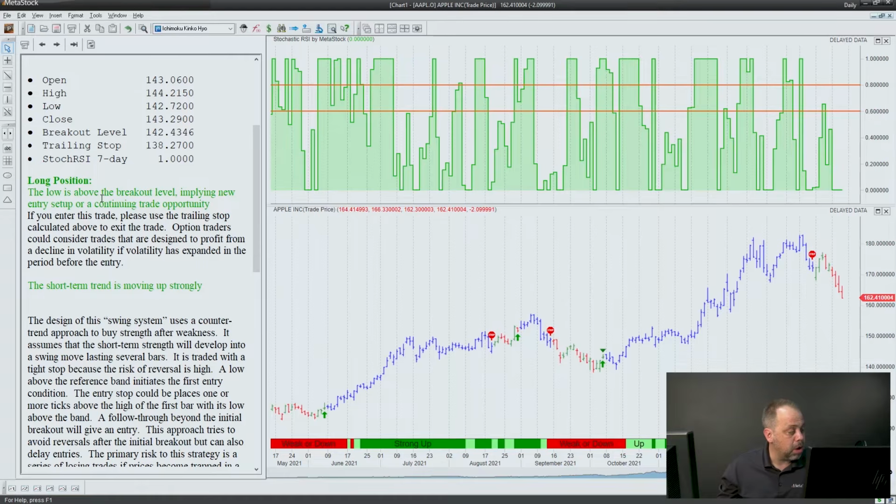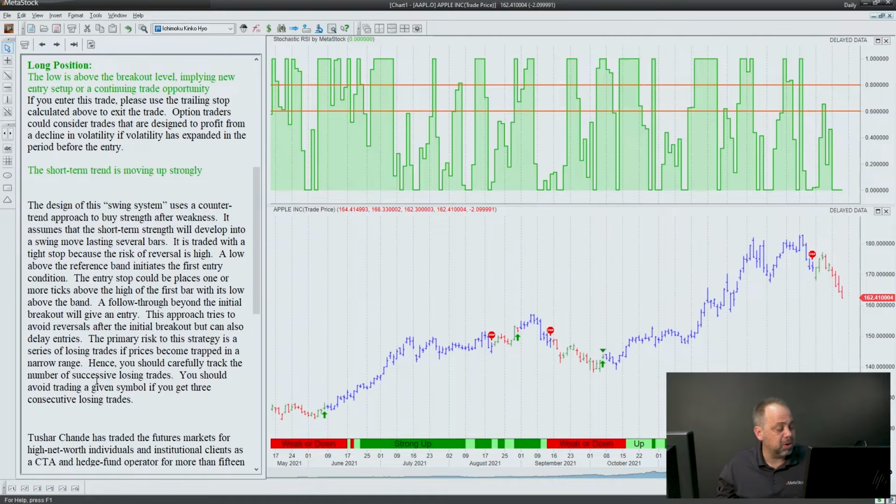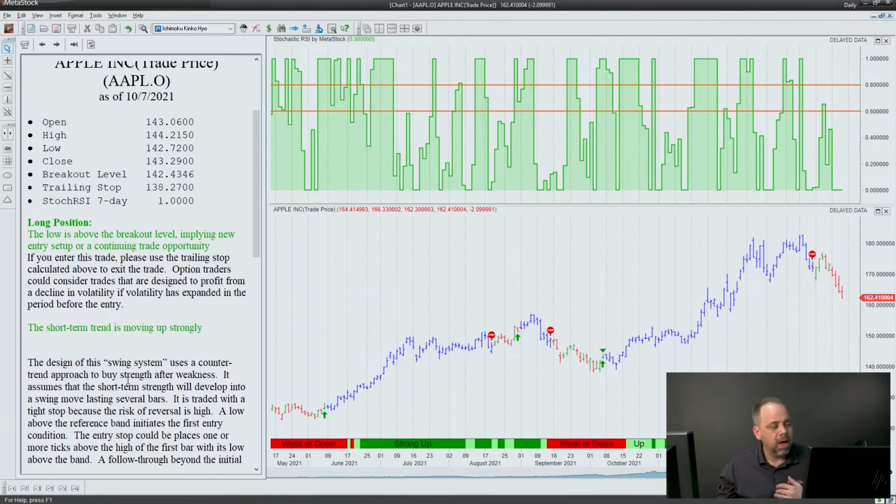What it's going to say now is the low is above the breakout level, implying a new entry setup or a continuing trade opportunity. If you enter this trade, please use the trailing stop calculated above to exit the trade. Options traders could consider trades that are designed to profit from a decline in volatility. And in addition to that, it's saying that the short-term trend is moving up strongly. In addition to that, there's a little bit of a definition of the system and how it's calculated. But what this is designed to do is give you clear, concise instructions about why you're getting a buy signal on a chart and what you should be doing with that.